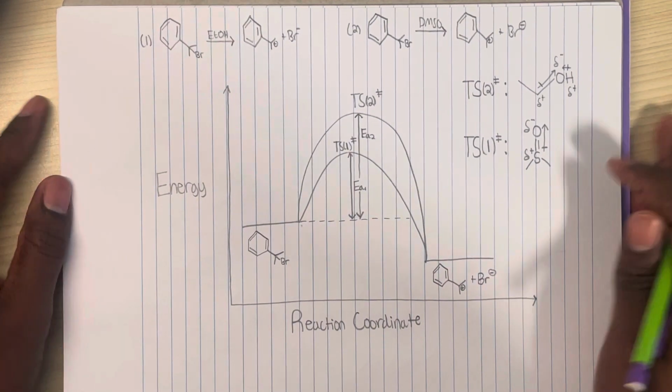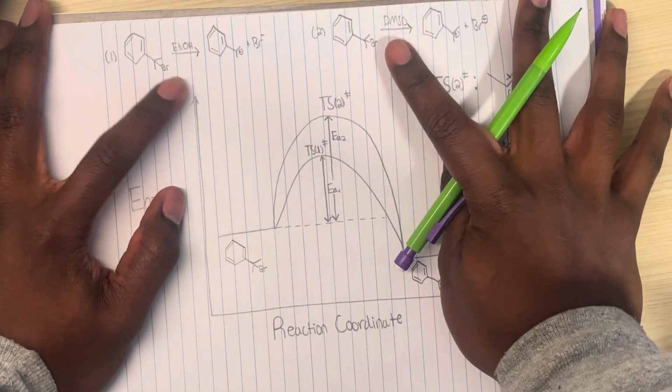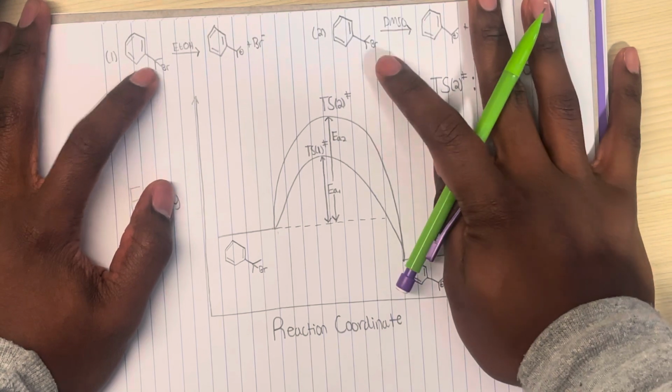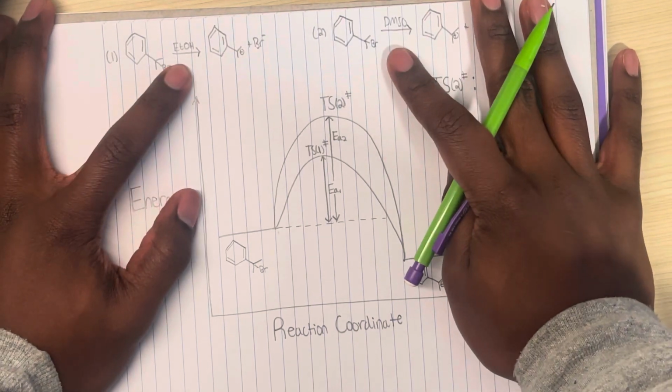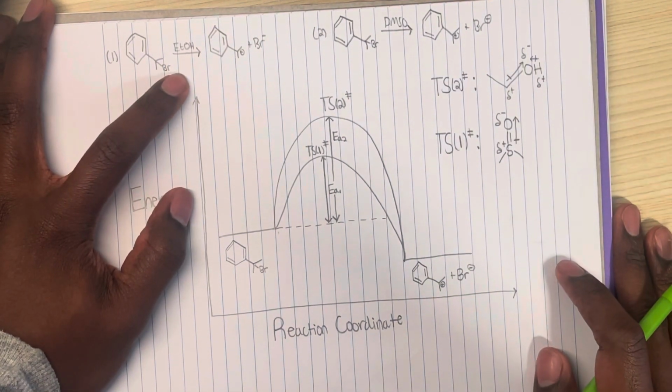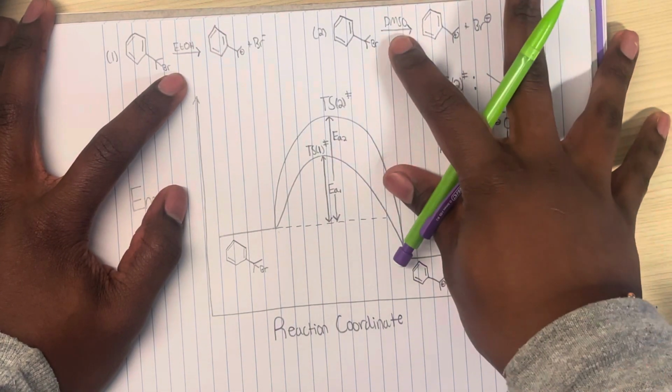So my two reactions that were given are here on the top, and they're both basically ionizations of the given compound utilizing different solvents. The solvent in the first reaction is ethanol, and the solvent in the second reaction is DMSO.